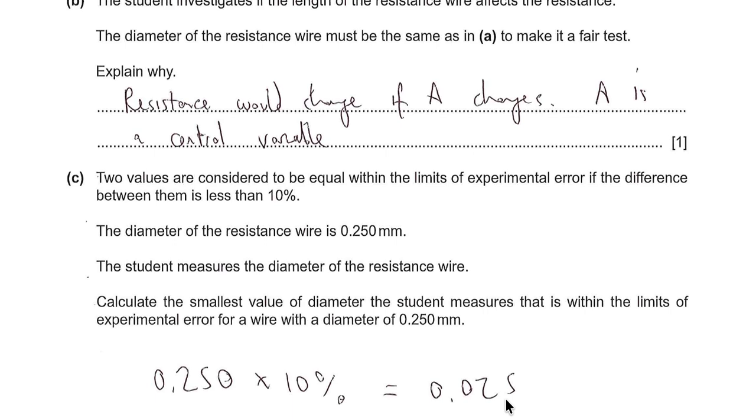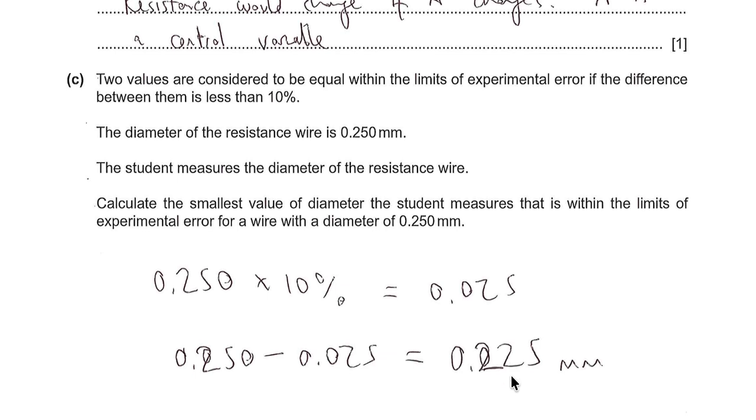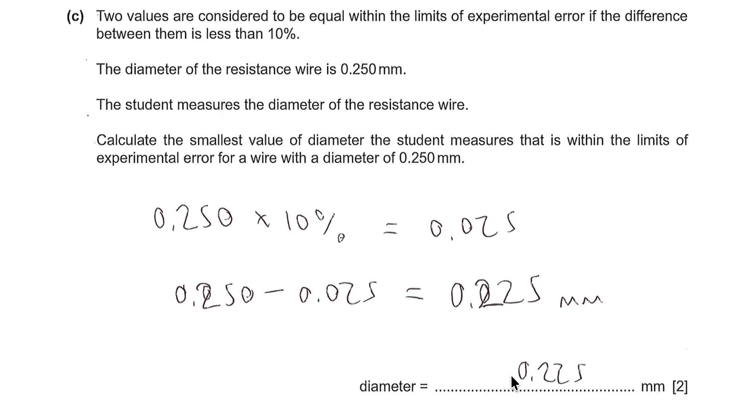Now in this case, the question is asking us the smallest value. So what I'm going to do is take my 10%, whatever that 10% is, and take it away from the original value, 0.250. Oh, I made a mistake. No, I think I'm okay. 0.225. Which means that the smallest value I can have, in order for this to be considered equal, is 0.225.